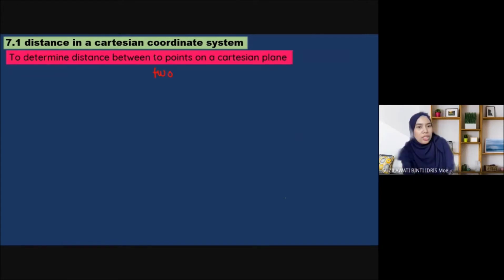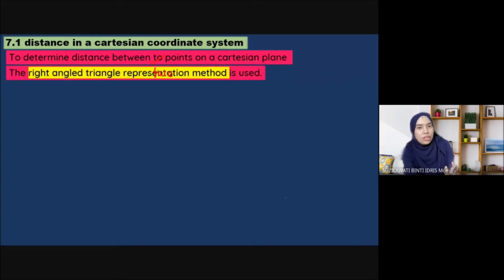We are going to determine the distance between 2 points on a Cartesian plane. Macam mana kita nak menentukan jarak antara satah katas ni, dua satah katas ni? Macam mana kita nak tentukan jarak dia? Kita gunakan right angle triangle representation method to determine distance between 2 points on Cartesian plane. Kita gunakan segitiga bersudut tegak.